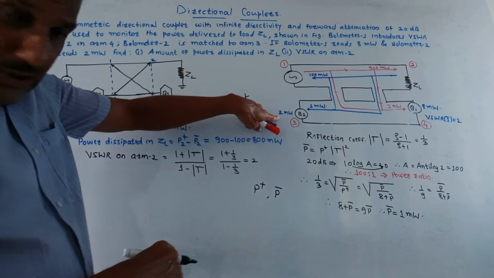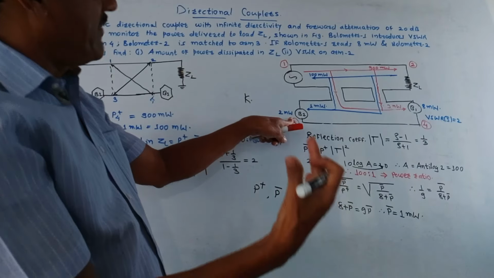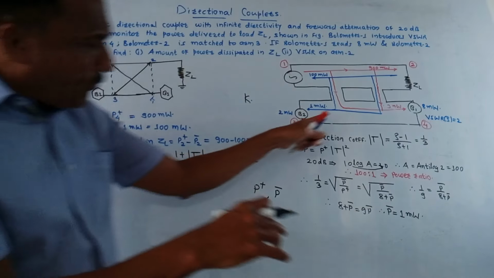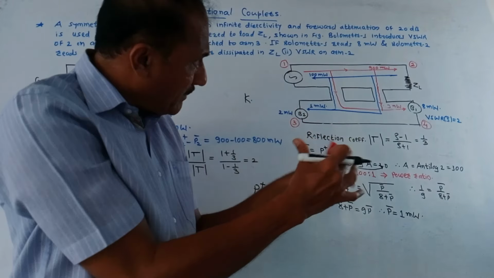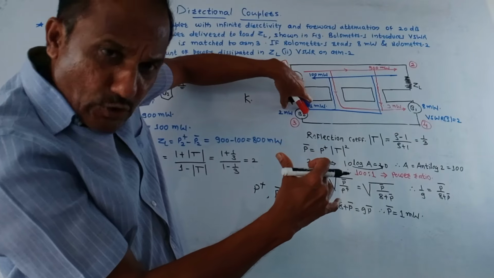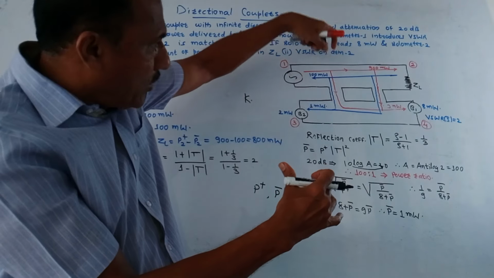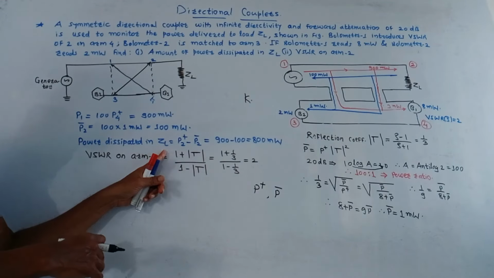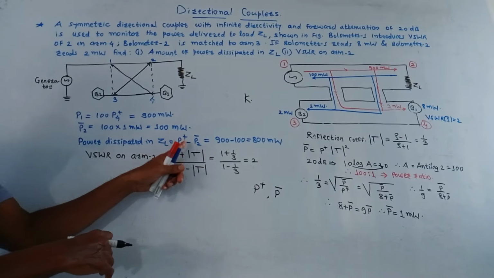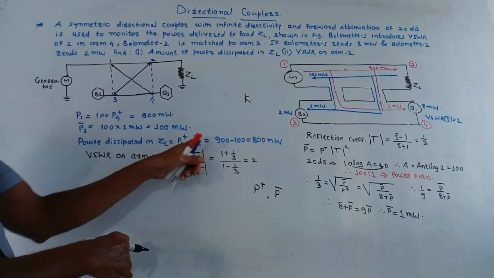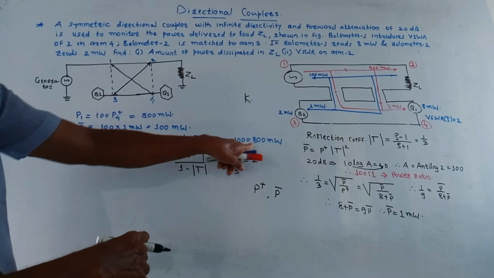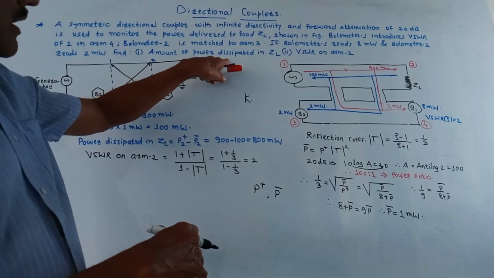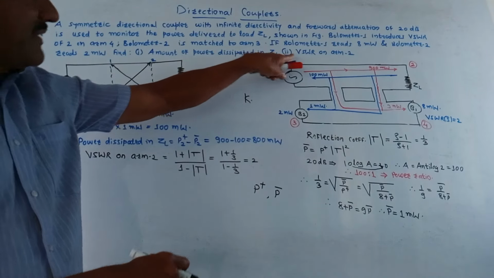Now, this bolometer 2 reads the value 2 milliwatt, which is given in the question, out of which 1 milliwatt is reflected. That means 1 milliwatt is the power passing through the holes. Now, power dissipated in ZL, simple formula, P2 plus minus P2 bar or P2 minus. So it is 900 minus 100, that is 800 milliwatt. That much is the power dissipated in ZL. That is the answer of the first part.